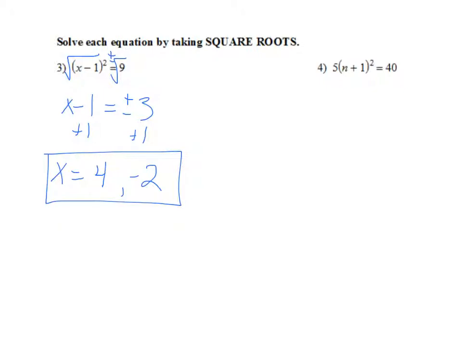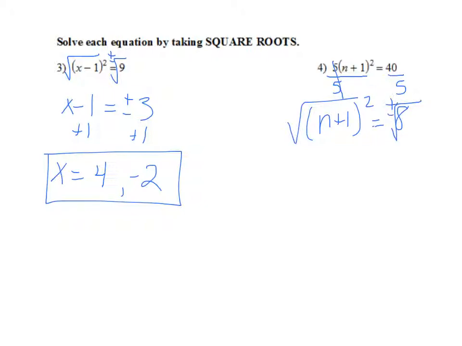Okay, let's try number 4. Now, before you can do that square root of both sides, you have to get that quantity by itself. So in this case, the first thing I would want to do is divide by that 5. Okay, so now what I'm going to do is square root both sides, and don't forget to put your plus or minus on there.